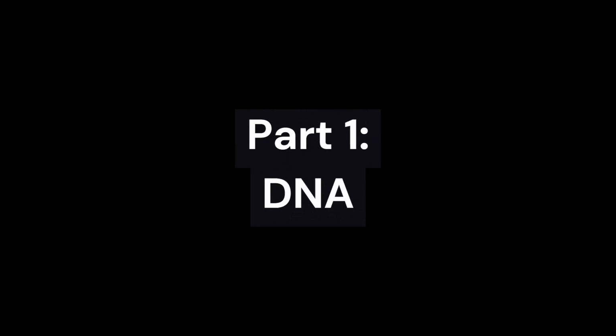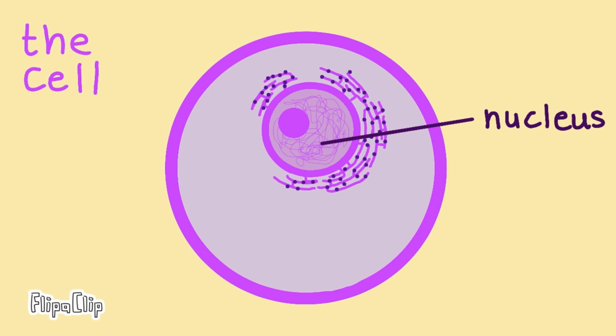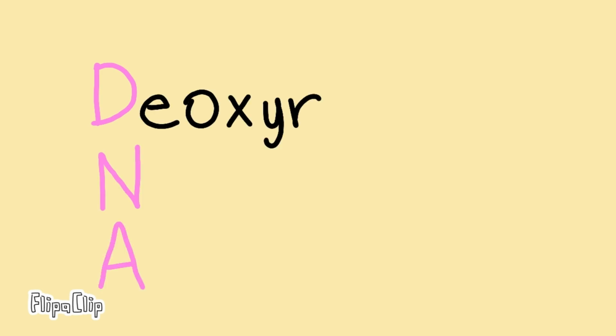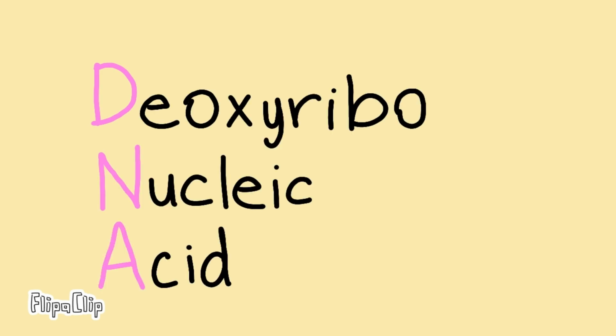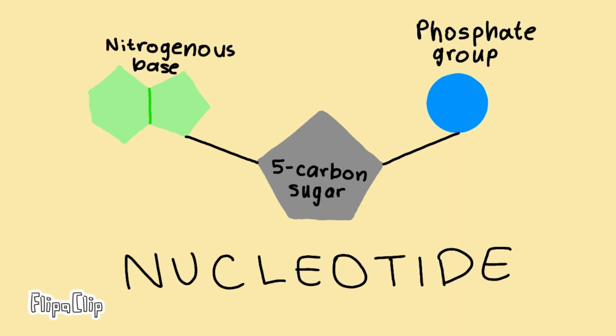Part 1. DNA. DNA is a nucleic acid that carries and expresses an organism's genetic information found in the nucleus of a cell. It stands for deoxyribonucleic acid. DNA is constructed of 3 components: a 5-carbon sugar, which is deoxyribose in DNA, a phosphate group, and a nitrogenous base. Together, these monomers of DNA are called nucleotides.